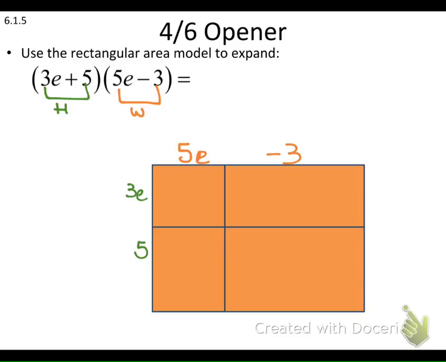So again, refresh my memory. What's the area? How do you find the area of a rectangle? What is the formula again? Area equals height times width. Good. So if I'm finding the area of this first rectangle here, what's the height? 3e times 5e. Good. So 3e times 5e, which equals? 15e squared.